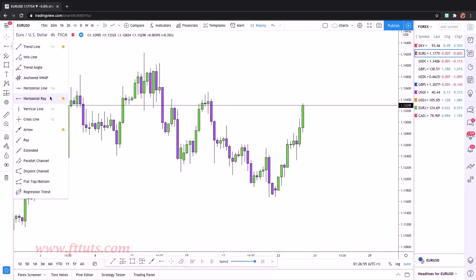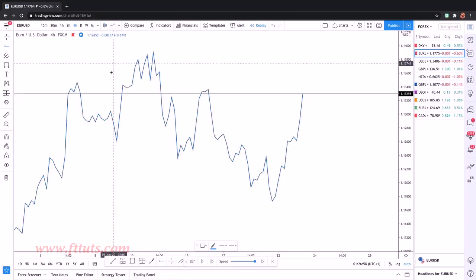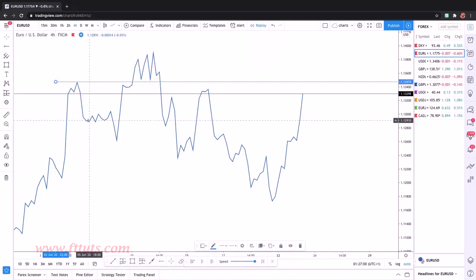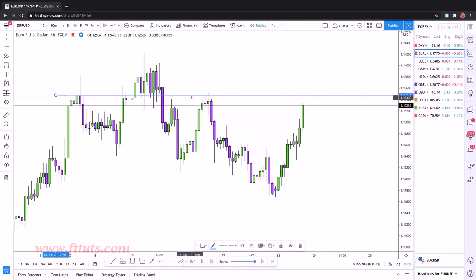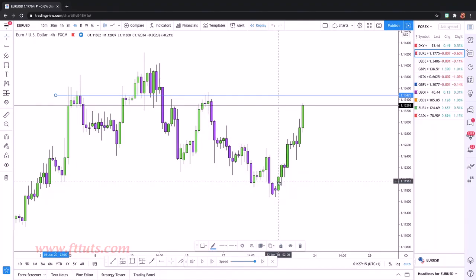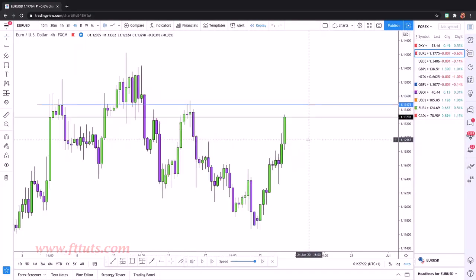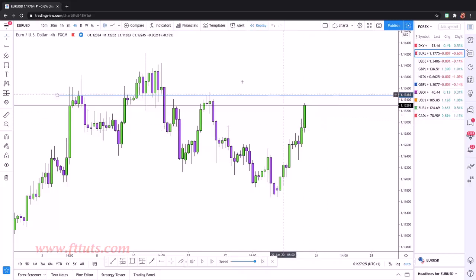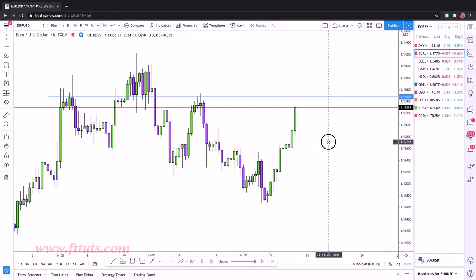we can take our horizontal ray tool, go to the line chart, and just click the point and edit the coordinates. So 1.13474 rounds to 1.13475. I like to keep it 25, 50, 75, quarters and evens. At this price, we can expect that price will reject. So this is coming up to this price, and we want to make sure we have exhaustion around this area before taking a sell down.